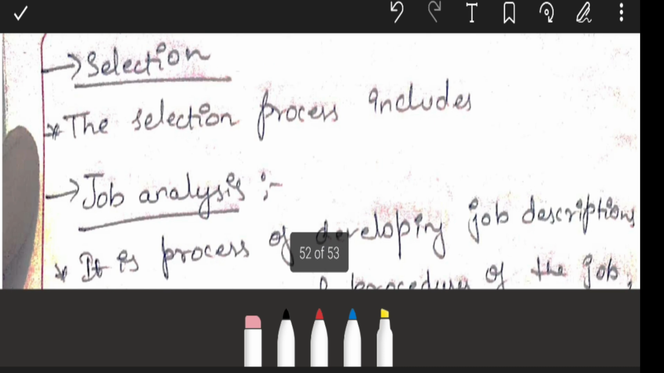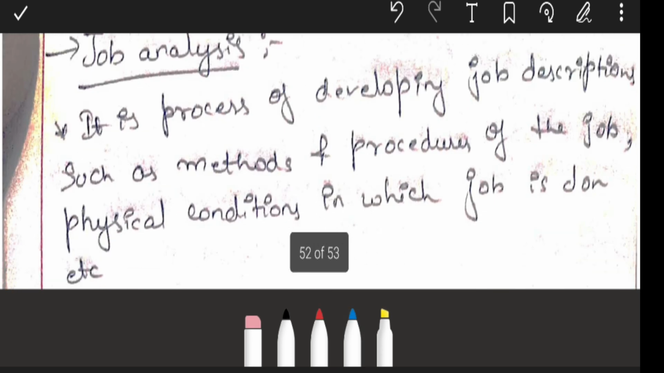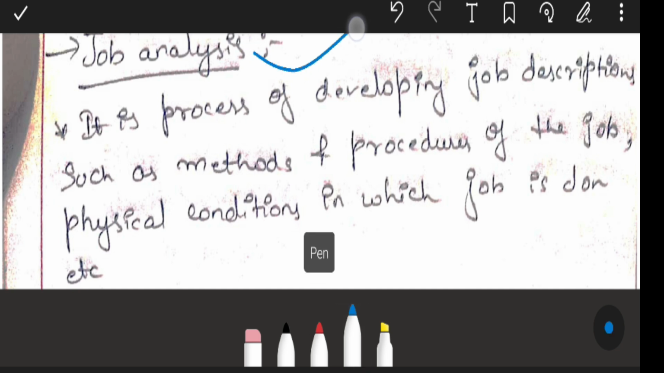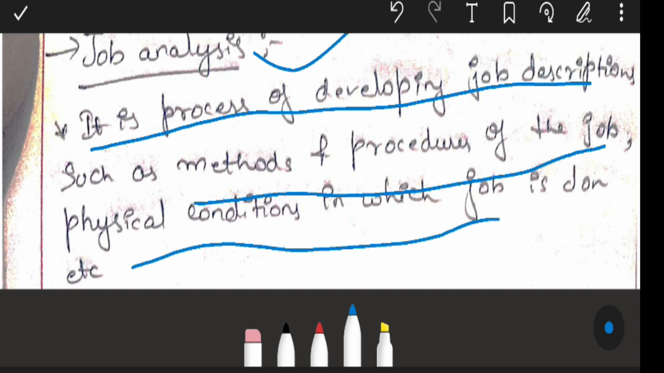Okay, now the selection process. The selection process includes job analysis. Job analysis is a process of developing a job description, such as the methods and procedures of the job. What are the methods and procedures with the help of which a job can be performed? And the physical conditions in which a job can be performed.